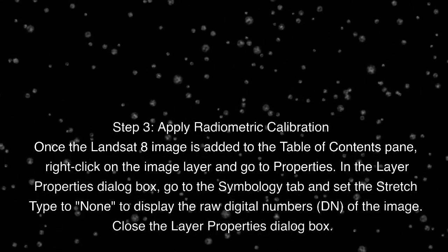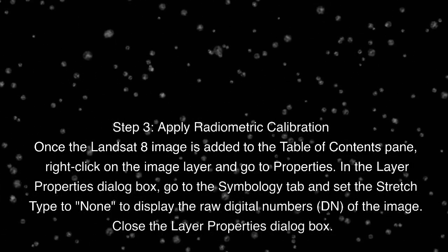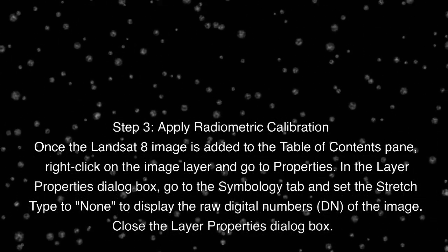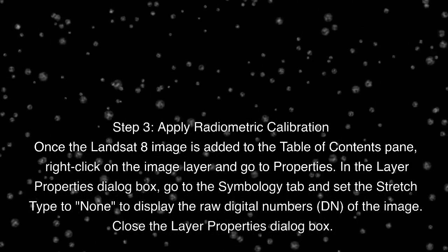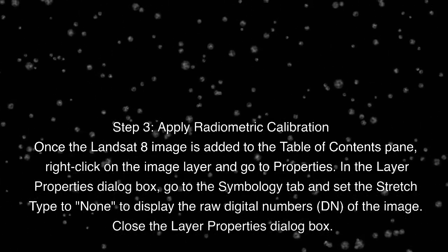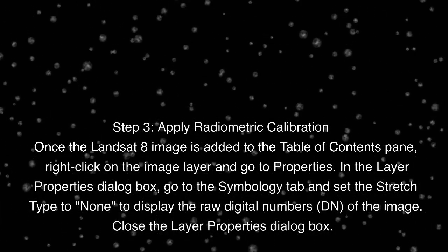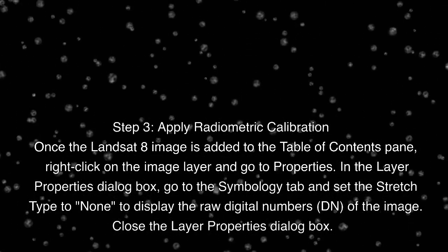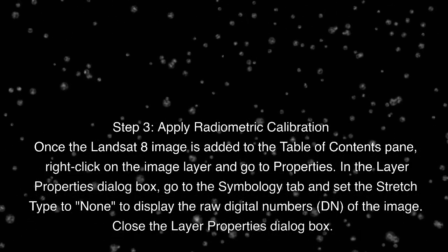Step 3. Apply radiometric calibration. Once the Landsat 8 image is added to the Table of Contents pane, right-click on the image layer and go to Properties. In the Layer Properties dialog box, go to the Symbology tab and set the stretch type to None to display the raw digital numbers, DN, of the image. Close the Layer Properties dialog box.